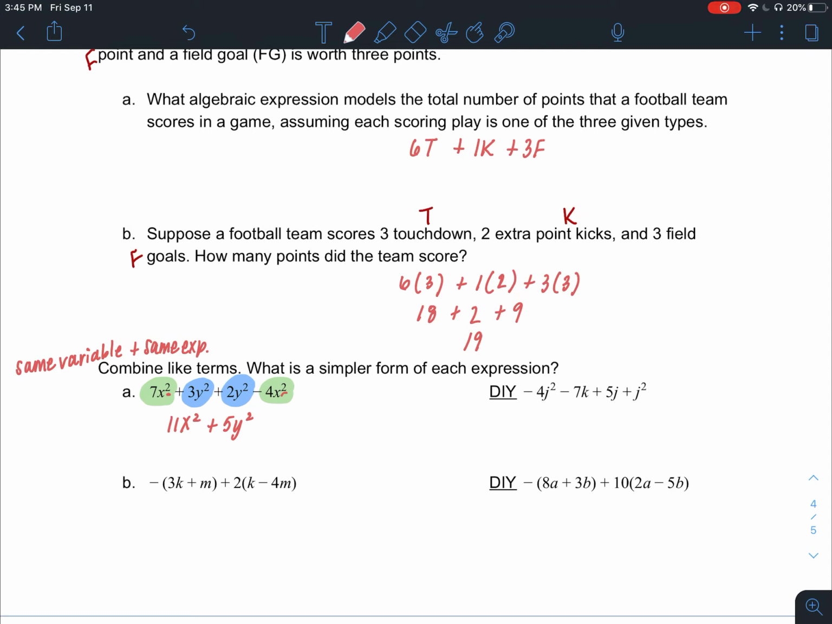Go ahead and do the next one on your own. You should see that the only like terms are j squared and j squared. And so k and j are going to stay the way that they are. Negative 4j squared plus 1j squared is negative 3j squared. And then we just rewrite these two.